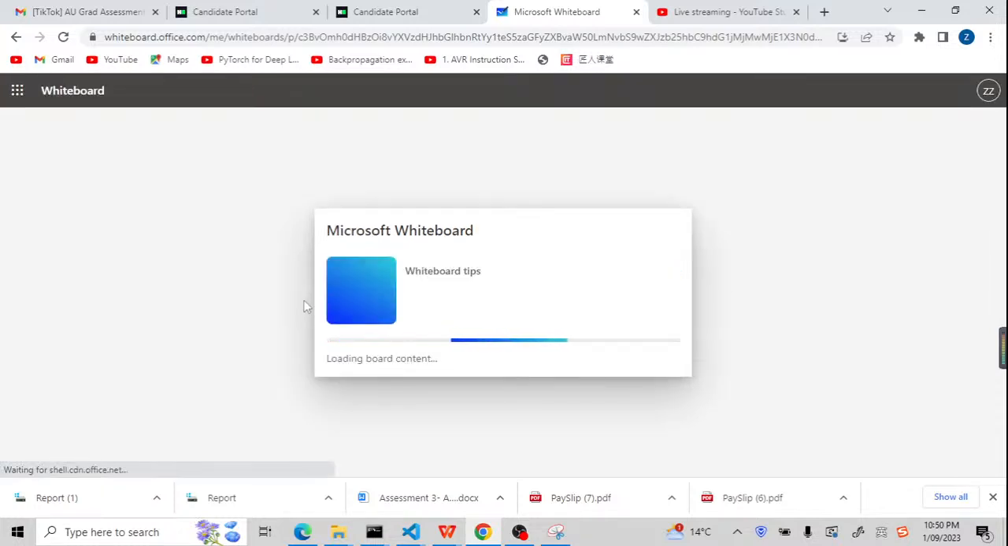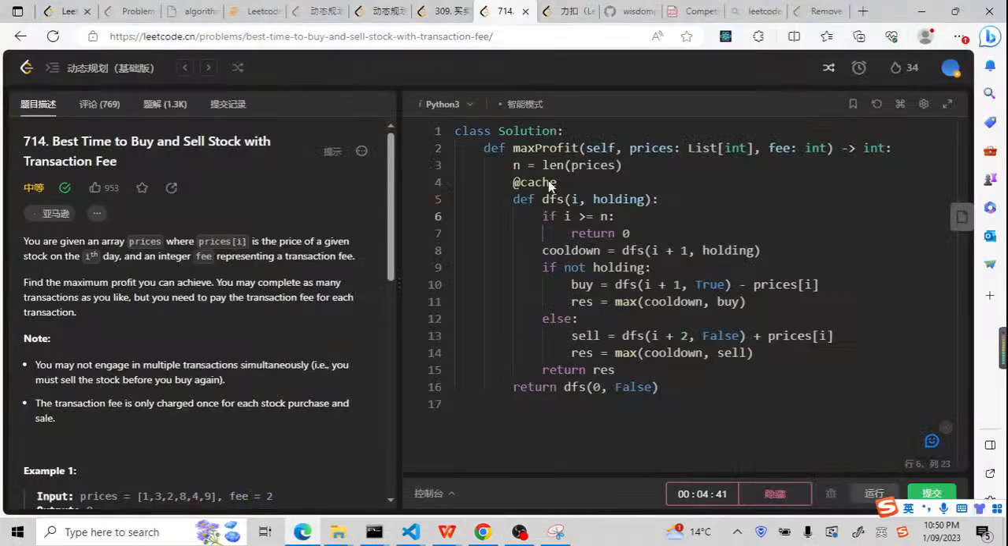Let me first go to the code editor to explain the code, and later on explain a little bit about the state machine and decision tree. So for the cooldown, this is the template code. I'm going to use a cache with DFS. Here n is just the length of the prices.